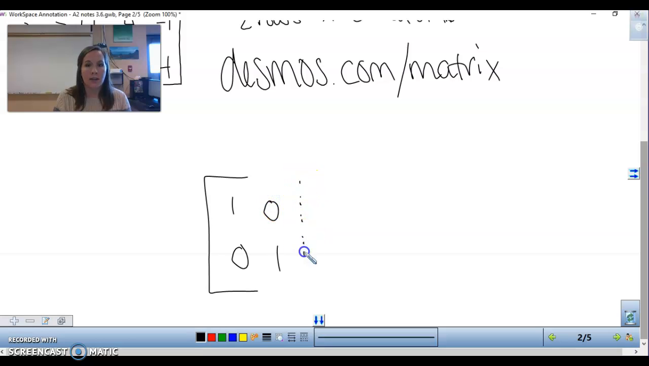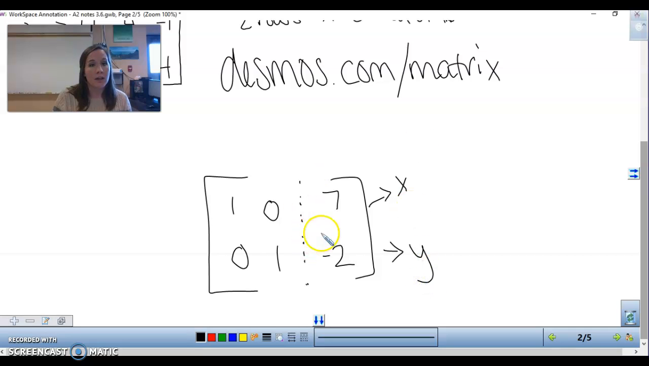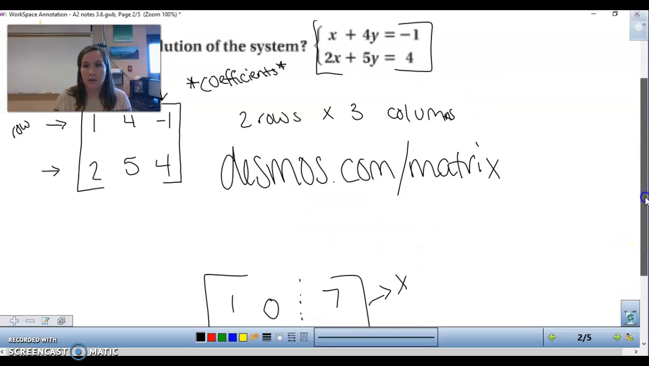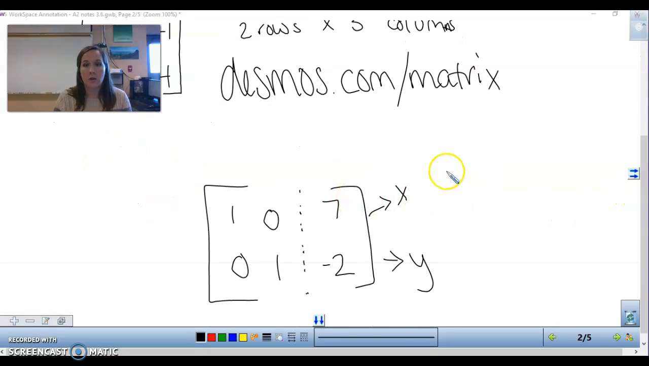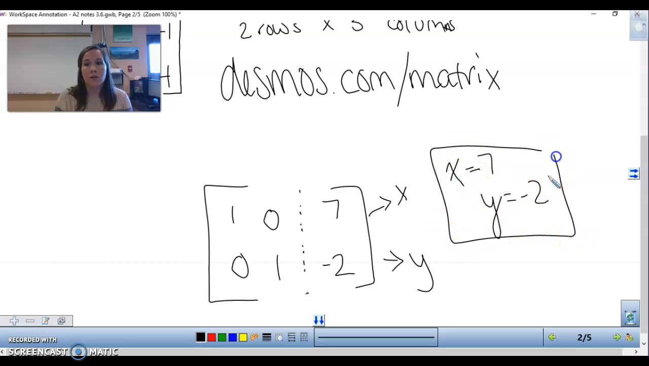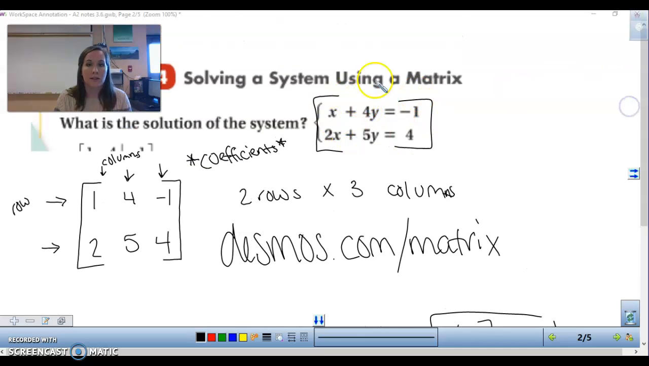And then I'm just going to put a dotted line here. This 7 and this -2, this stands for your x, and this stands for your y. So what the calculator did is it solved the system of equations by you just putting these numbers into a matrix in the correct spot. So x equals 7, y equals -2. Those are the answers to your systems of equations.